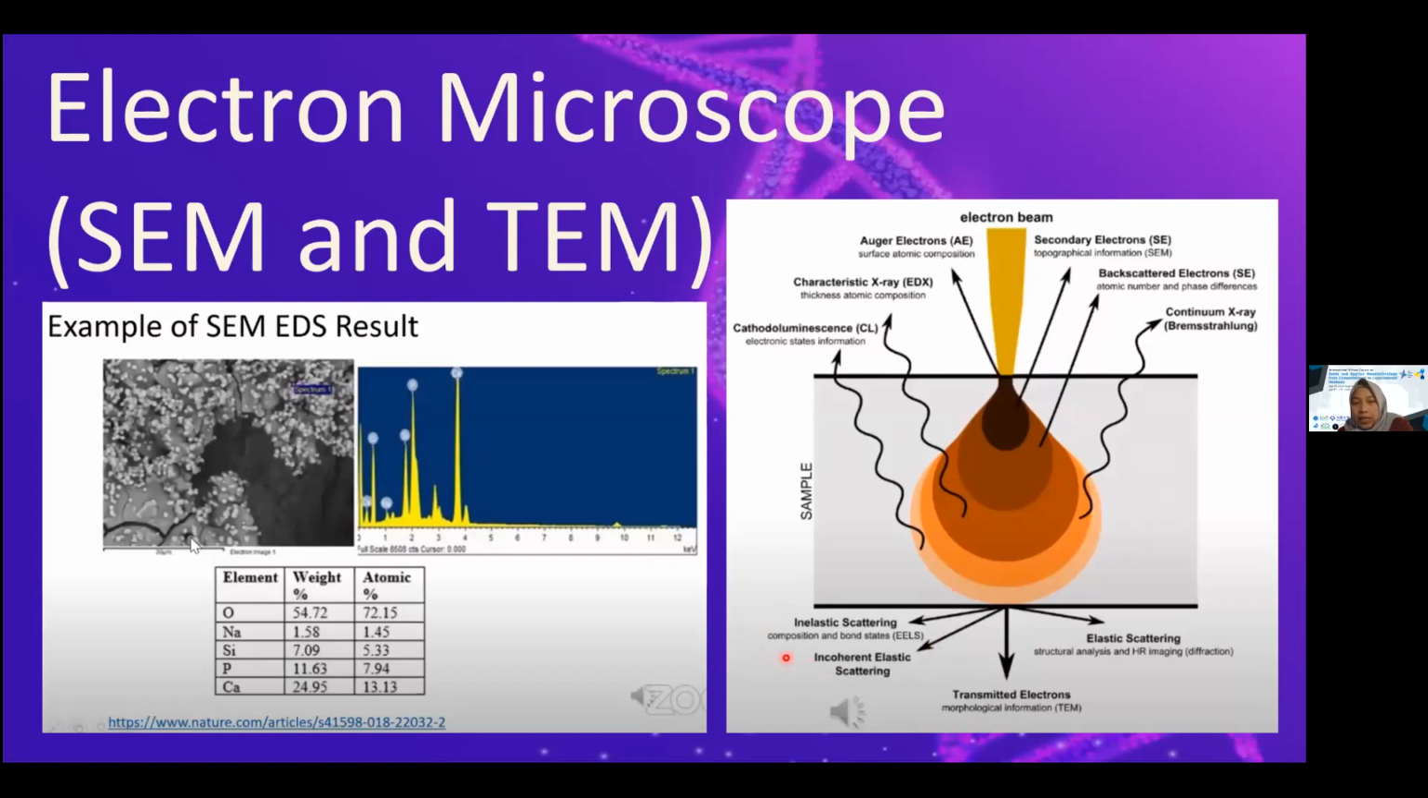We also have to pay attention to the interaction between the electron and the sample: whether it is inelastic or elastic scattering, and what types of electrons are detected by the detector, whether secondary electrons or backscattered electrons. And this is an example image from the SEM. In SEM we can also combine the device with EDS, so that we get this graph or spectrum that describes what other elements are contained in our sample and their percentages.